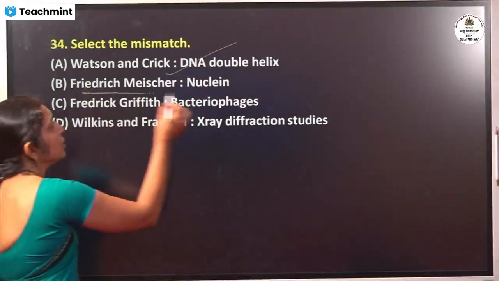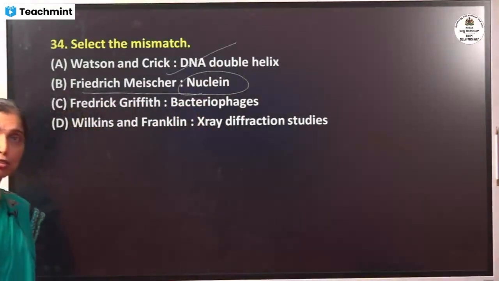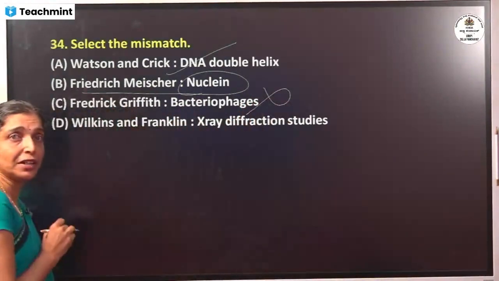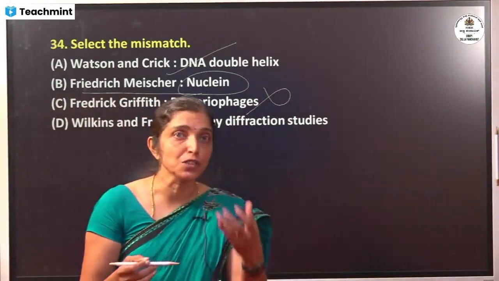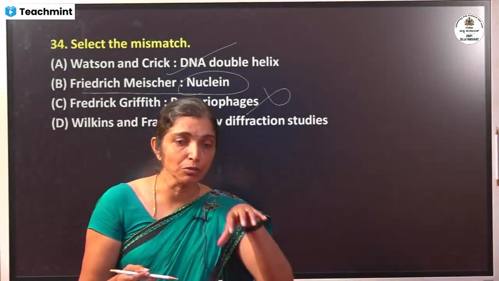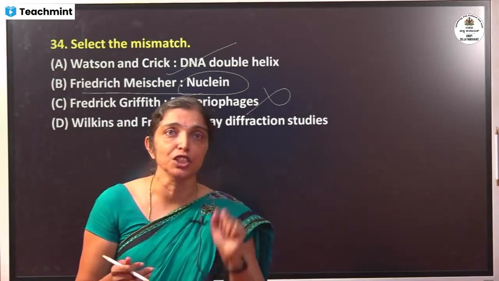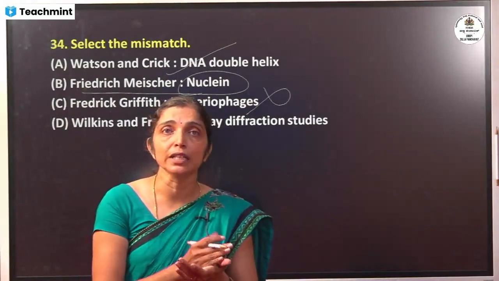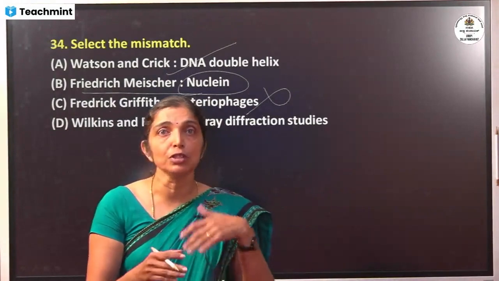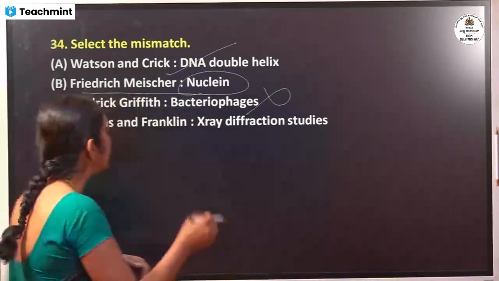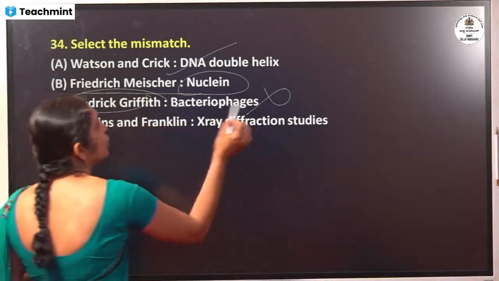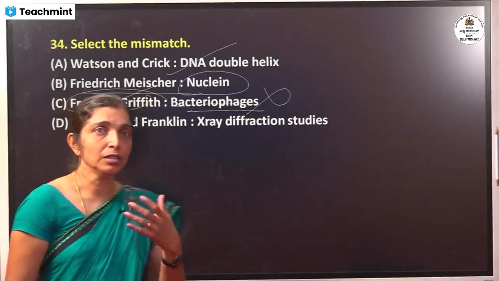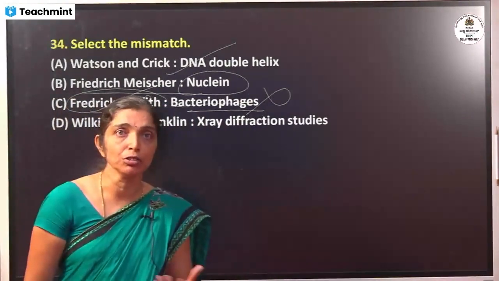Frederick Miescher gave the term nuclein. This is also true. Frederick Griffith had his work on bacteriophages? No. Frederick Griffith was the one who gave us the transforming principle. He was the one who laid the basis to say that DNA is the genetic material. So Frederick Griffith did all his studies on the particular bacterium known as Streptococcus pneumoniae, which is also known as Pneumococcus pneumoniae. So he did not do his work on bacteriophages.